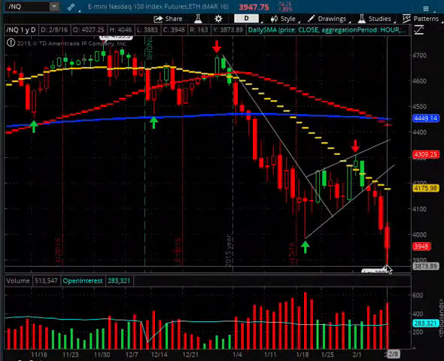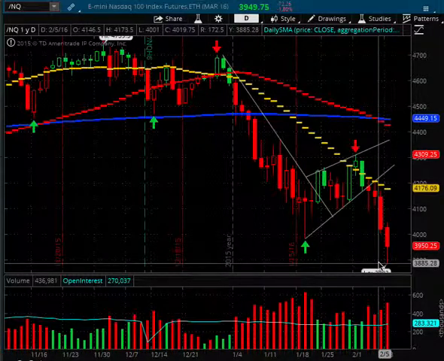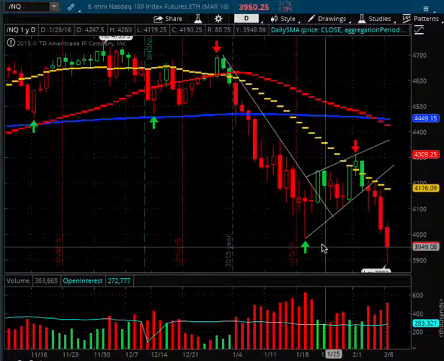But the NASDAQ right now is right around 39.49. We did bounce at 38.85. We have no support underneath us, guys. What does support mean?